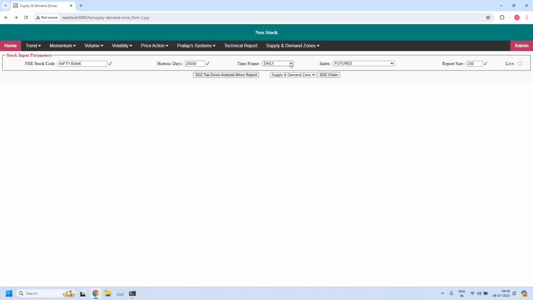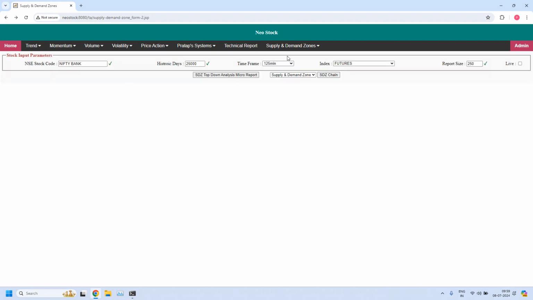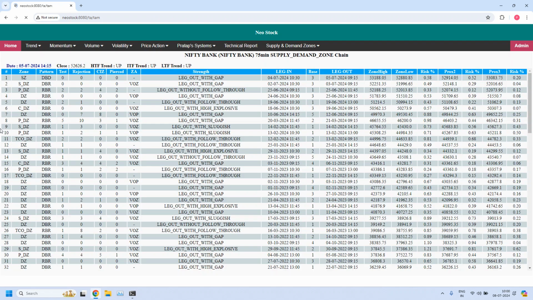I am going back and changing the time frame to 125 minutes. I am generating 125 minutes supply demand zone chain for Bank Nifty. Let me go back, changing the time frame to 75 minutes, generating 75 minutes supply demand zone chain for Bank Nifty.